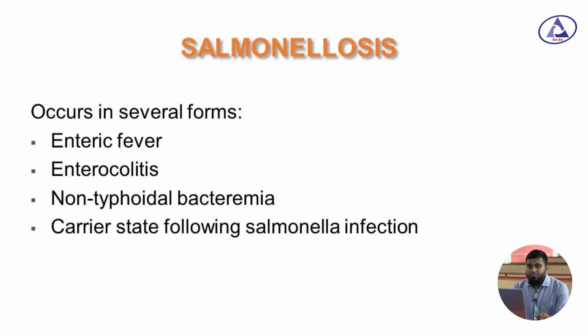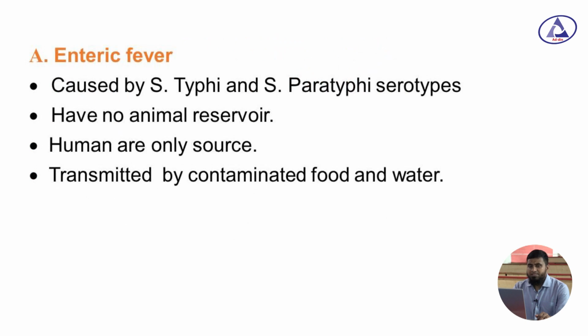Now Salmonellosis can occur in several forms. It causes enteric fever, also known as typhoid fever, as well as enterocolitis and non-typhoidal bacteremia, and it may produce a carrier state following Salmonella infection. This carrier state is a source of infection for the community.